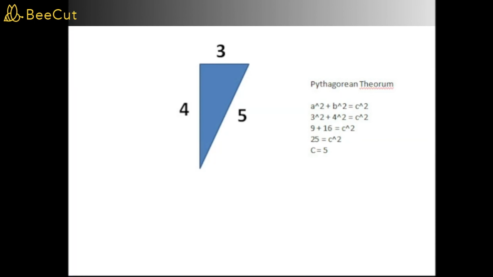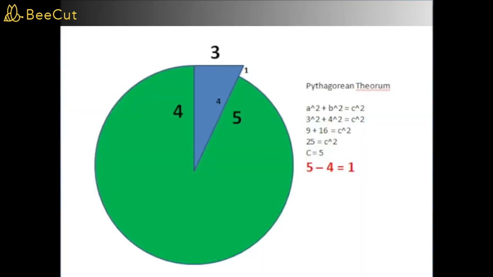So everybody can agree the Pythagorean theorem's a squared plus b squared is c squared, the 3, 4, 5 triangle. But if we overlay a circle on that, the 3, 4, 5 triangle with the radius of 4, the hypotenuse is 5, the radius of 4 from the hypotenuse of 5, and you're left with a remainder of 1.